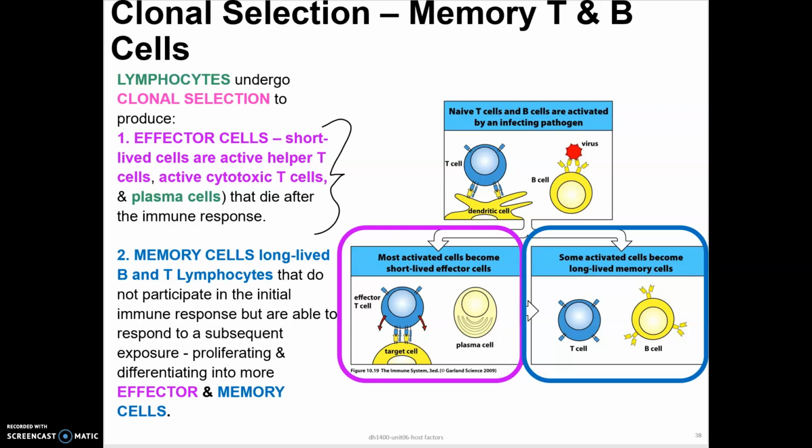When we're talking about effector cells, we're talking about active helper T cells, active cytotoxic T cells, and those plasma cells that are producing antibodies. Now, one of the major aspects of our immune system that makes it so effective is that we have memory. These cells can also differentiate into long-lived memory cells. We'll have memory T cells, which we already talked about, but we also have memory B cells.